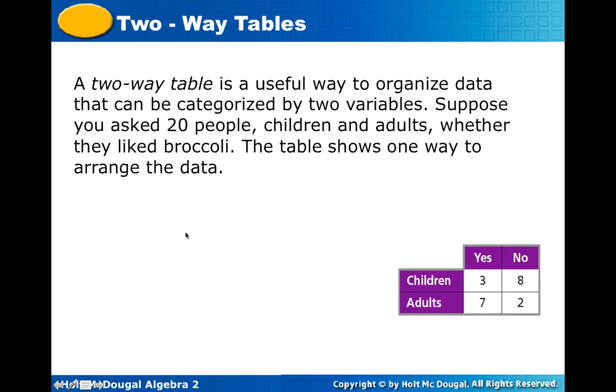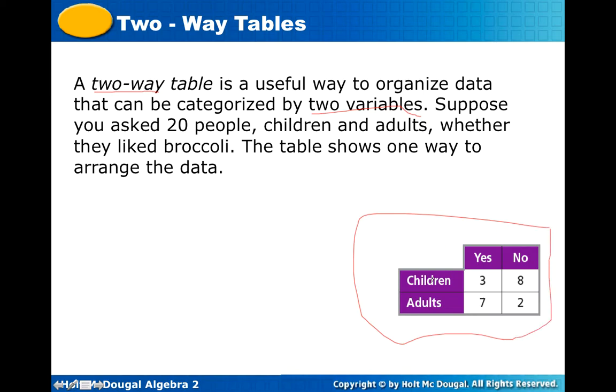All right, so a two-way table is a useful way to organize data that can help you categorize into two variables. So there's that first blank, two-way table, and then two variables is my second blank. Wow, that was a great line. Suppose you ask 20 people, children and adults, whether they like broccoli. The table shows one way to arrange the data. So we've kind of seen these the last couple of days. So we've got this fancy little table down here.